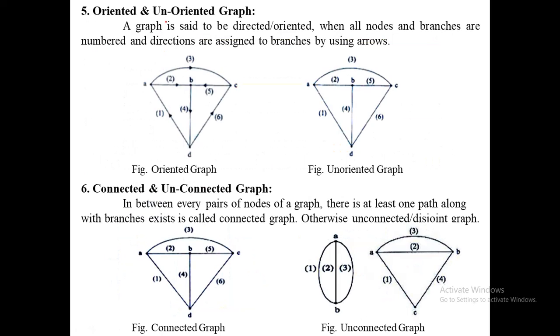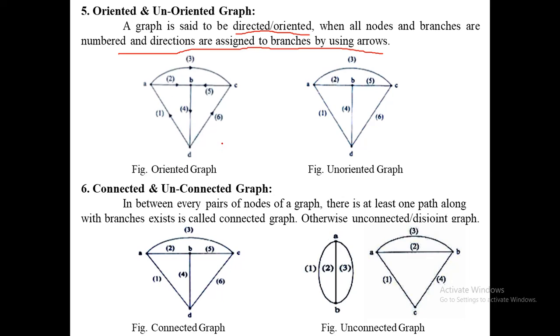Next, oriented and unoriented graph. From the name itself, we can say that oriented is also called a directed graph, when all nodes and branches are numbered and directions are assigned to branches by using arrows. This graph contains the branch values and the directions, so this graph is called an oriented graph.